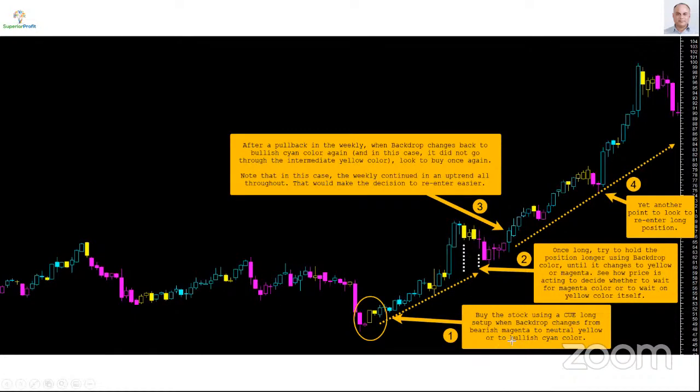Let's read it using the numbers. This stock was meandering around, not clearly going up, going down. Then it went down. This is weekly interval backdrop chart.